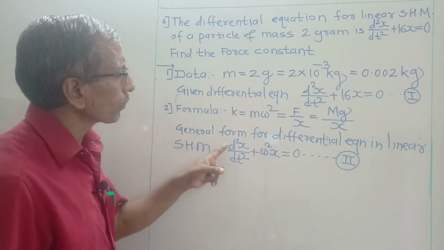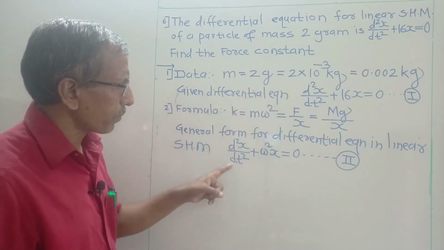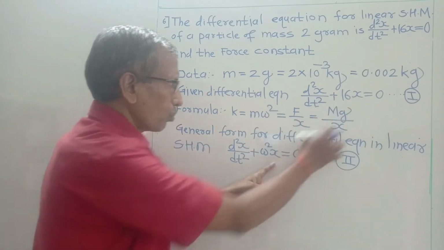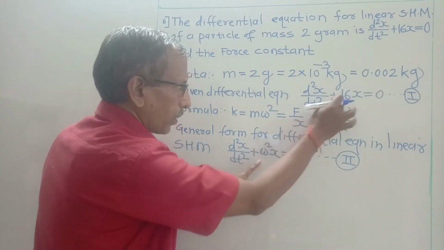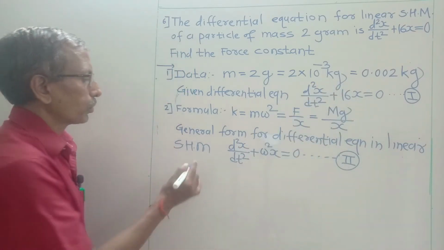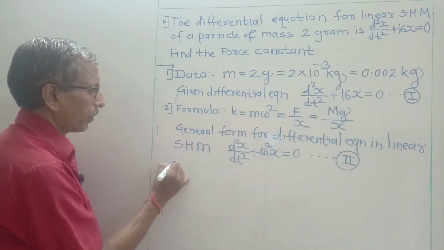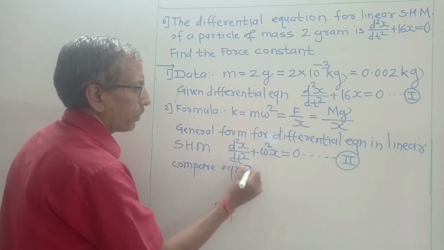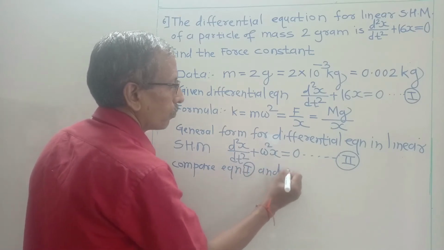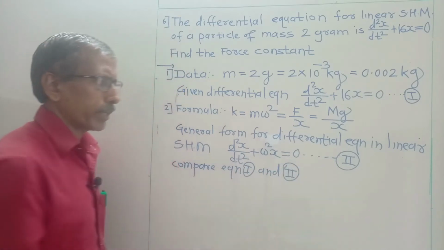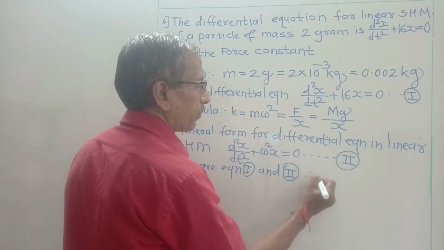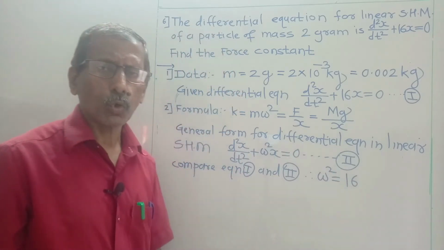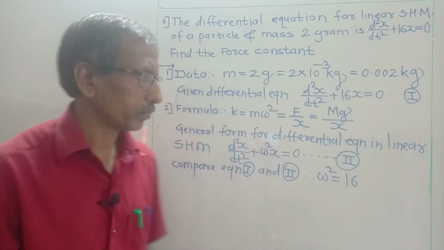So d2x upon dt square are the same, plus is the same, x is given, equal to 0 is given. So omega square must be equal to 16. Therefore, when we compare equations 1 and 2, what do we get? Therefore omega square is equal to 16.